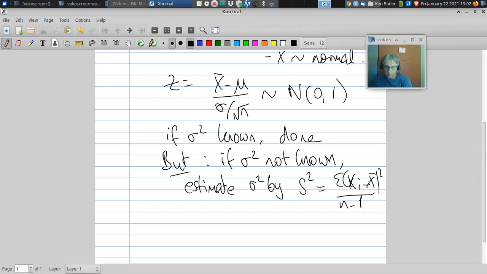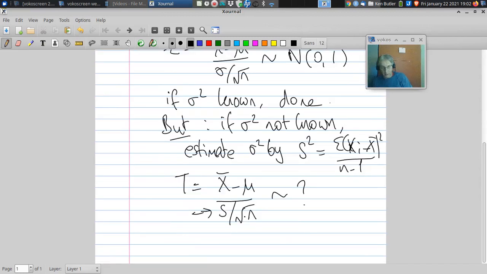So that's what you're going to estimate by, and then you're going to look at this thing which we'll call T, and you actually know what distribution this has, but we haven't proved it yet. So you look at this. And the question is, what distribution does that have? It isn't normal anymore because of this S on the bottom. X bar varies from sample to sample. S varies from sample to sample. There are two random variables in here, and so the distribution of T is not something that's easily known, and we have to work out what it is.